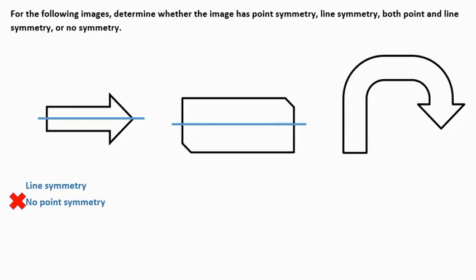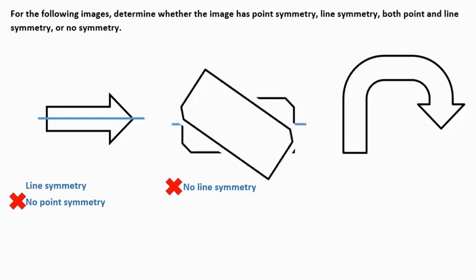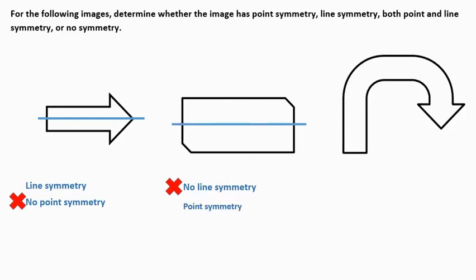For the next shape, when I draw the line, I see that that top half is not reflected onto the bottom half. It does not have line symmetry. Try a couple other lines. See if you can fold it to have a reflected line. When I take the same shape and rotate it 180 degrees, that is, I turn it upside down, it is the exact same shape, so it does have point symmetry.